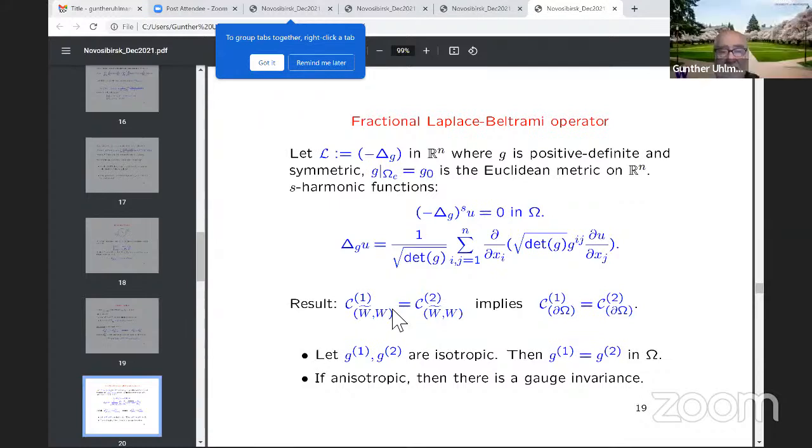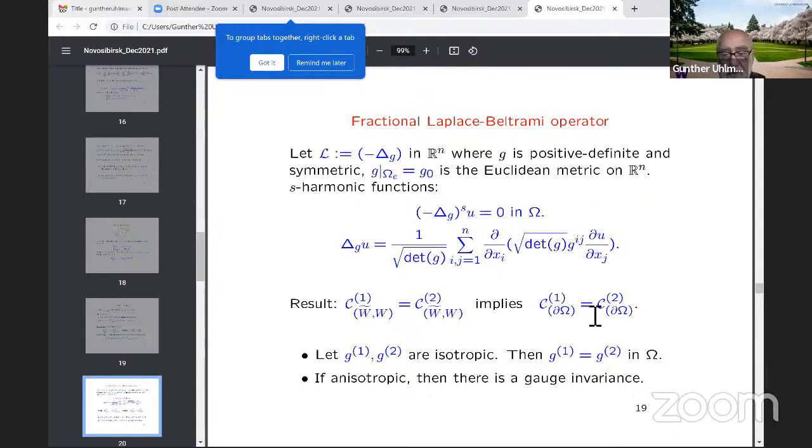An important case is the Laplace-Beltrami operator. This appears naturally in Riemannian geometry. But in Rn, you can think that this is just a positive definite and symmetric matrix, and is the Euclidean metric outside. Again, I repeat, this is not completely necessary. It has to be the same and be the Euclidean at infinity. This is the Laplace-Beltrami operator in coordinates.